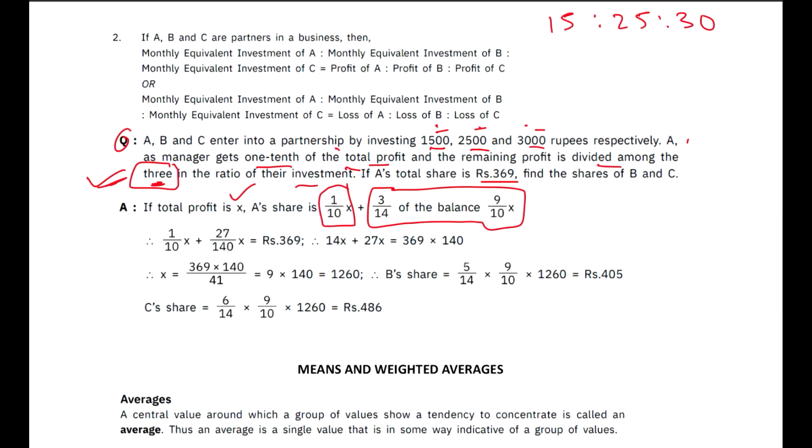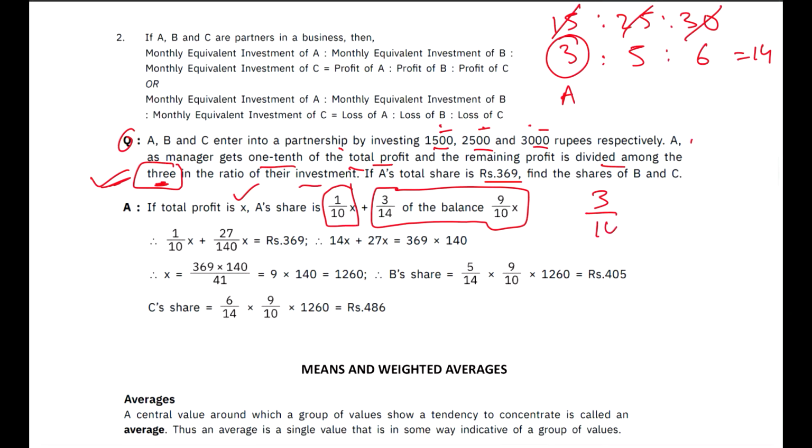Now bring this ratio into the simplest form. If I divide all by 15, I get a 3, I get a 5, and I get a 6. So that means the sum total becomes 14 parts, out of which 3 parts are for A. So 3/14 is the share in the profit. It is a share in the profit of the remaining amount, that is 9/10 X, because 1/10 X is already given to A as a manager.